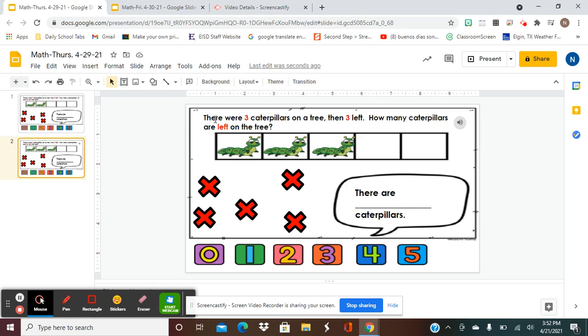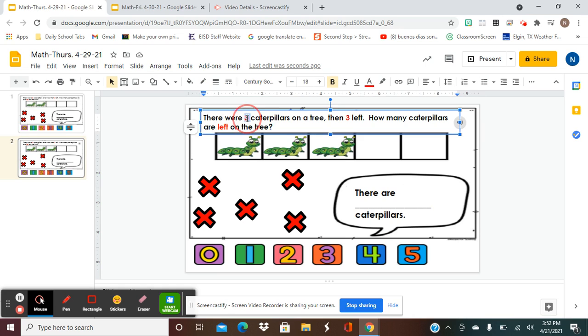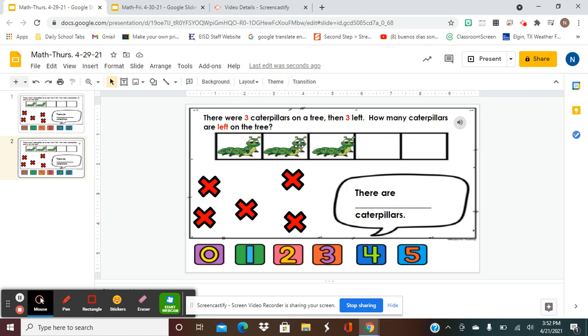The second word problem says there were three caterpillars on a tree, then three left. How many caterpillars are left on the tree? So I already put the three because you start with three. There were three caterpillars on a tree. And then you're going to X out or take away three. And then you're going to figure out how many are going to be left here, up here on the 5 frame. And that's the number you're going to choose and put it here. Okay, just like we did the last few days.